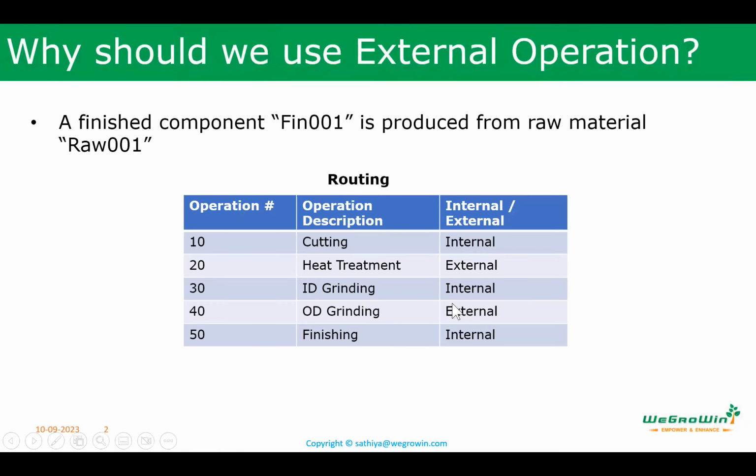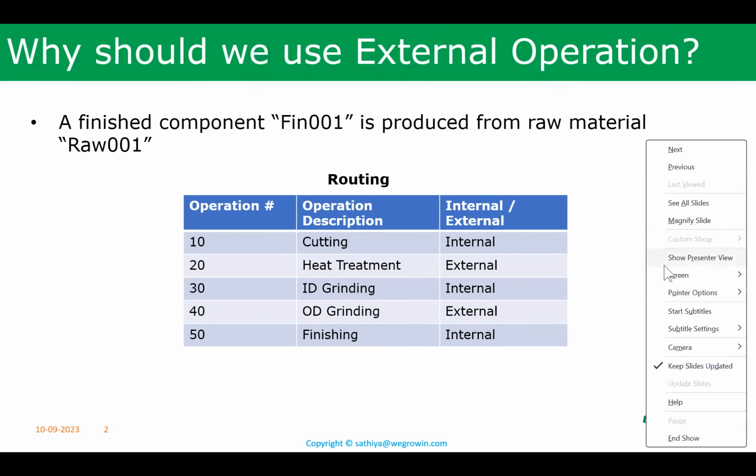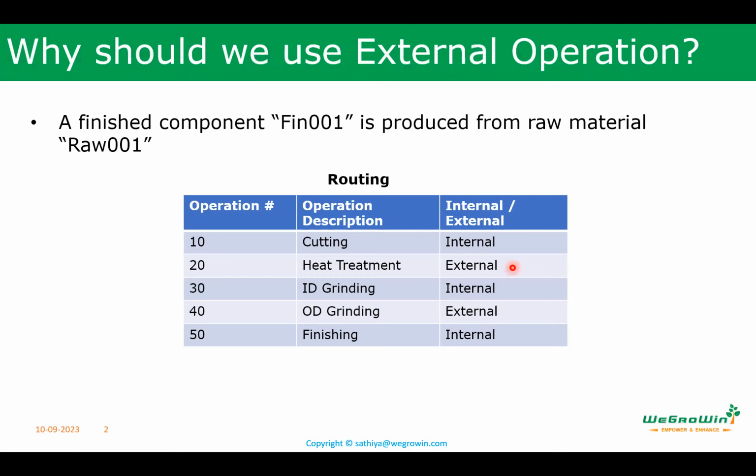So now this is the operation, right? From raw material to finished component, these are 5 operations. In these 5 operations, 2 operations I am not able to do. For example, the heat treatment I am not able to do internally. Similarly, the outer grinding also I am not able to do internally. This is my situation.